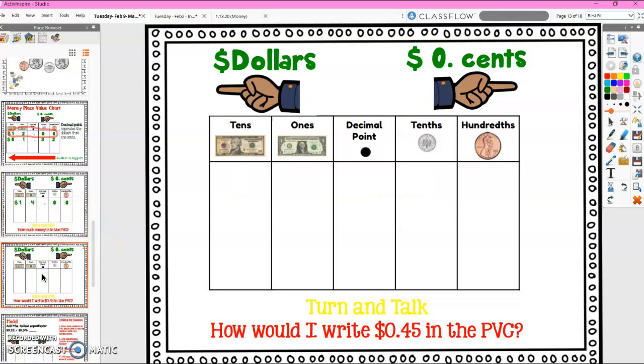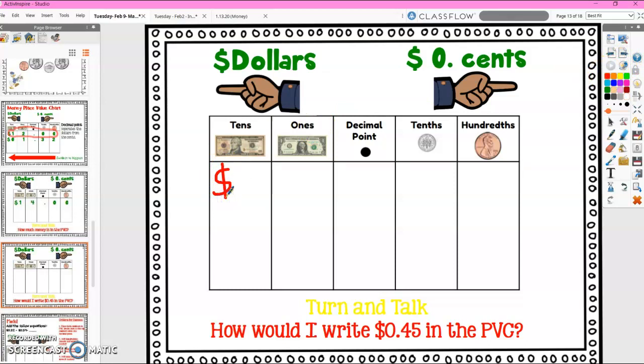Let's look at this. It says, how would I write 0.45, which is really 45 cents, in the place value chart? Because there is a 0 in the dollars place, I don't have any dollars. I only have 45 cents. So let's take it one step at a time. The first thing I'm going to do is draw my dollar sign.